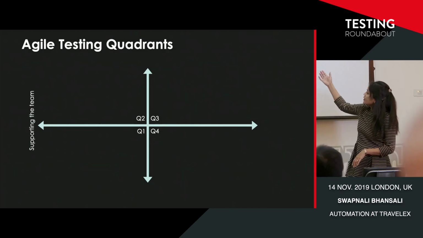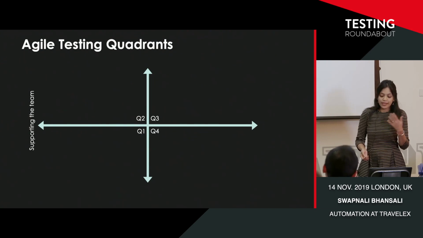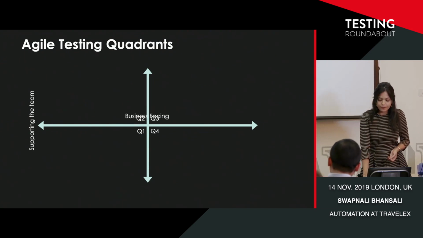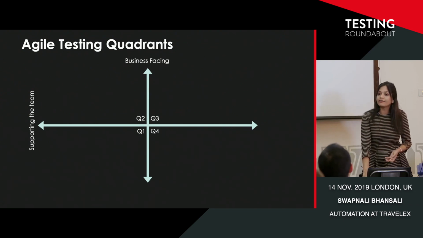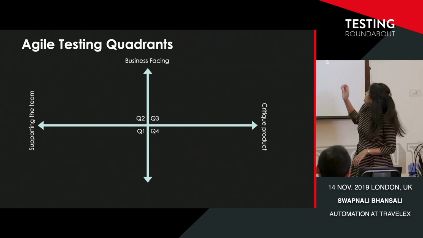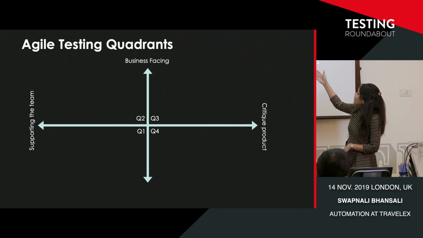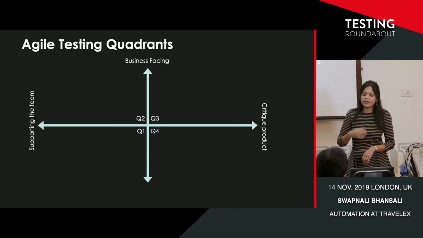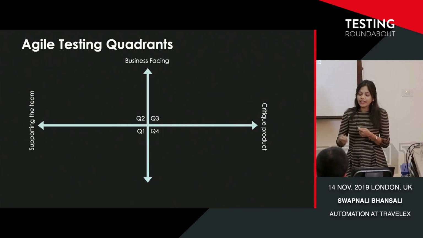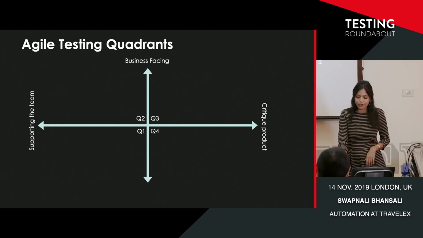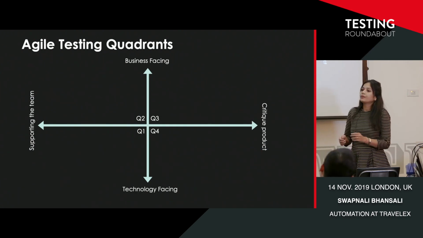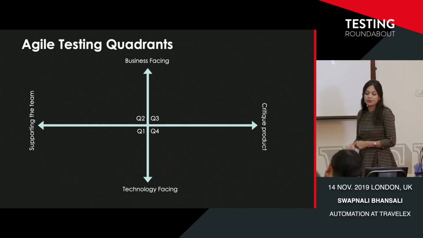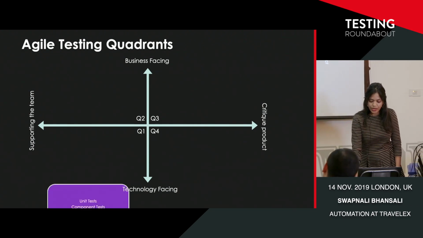The first ones, Q1 and Q2, are for supporting the team. That's the development team and the testing team. Q2 and Q3 are the business-facing ones, where you need to make sure you have enough business knowledge to test the product. The third one, between Q3 and Q4, is the critique product, which is basically you're evaluating your product. You're getting the feedback for your product. And the fourth one is technology facing. That's how your product is designed and what technology it uses in your company.